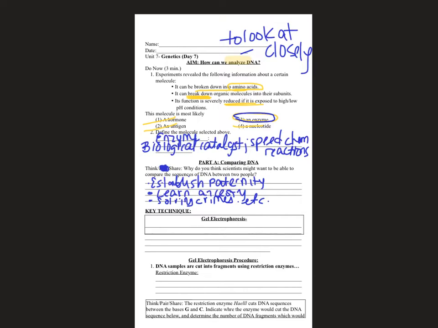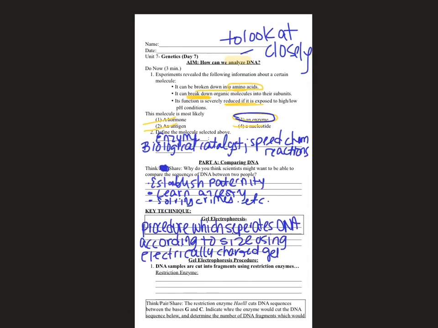There are many other reasons. I just limited my answers to 3 for the sake of the worksheet. Now, the key technique in establishing paternity and learning about ancestry is a process called gel electrophoresis. This technique is used to separate DNA fragments of different lengths. So essentially, your DNA fragments are being separated by size in order to show a relationship of some sort. This technique is able to move DNA fragments using an electrically charged gel.